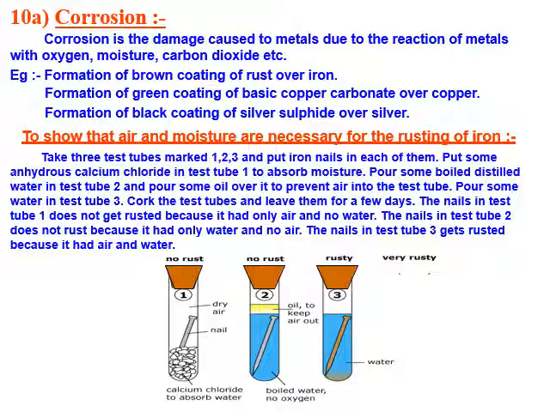The nail in test tube 1 does not get rusted because it has only air and no water. And the nail in test tube 2 does not rust because it has only water and no air. And the nail in test tube 3 gets rusted because it has both air and water.